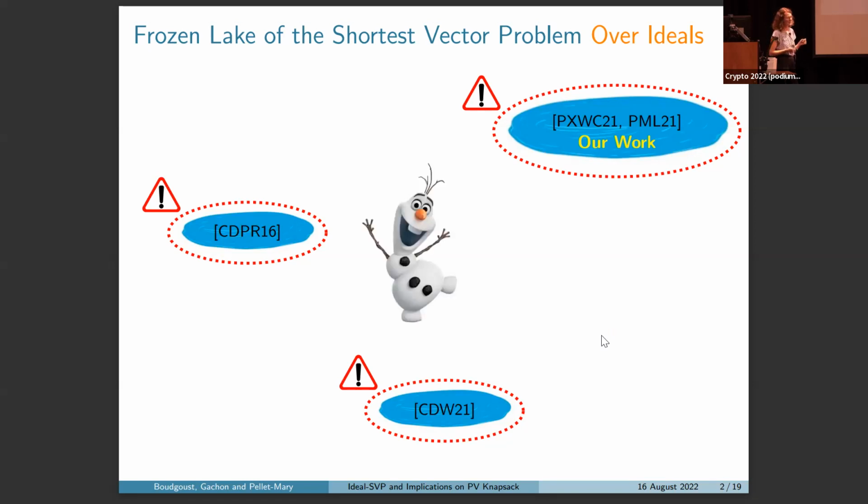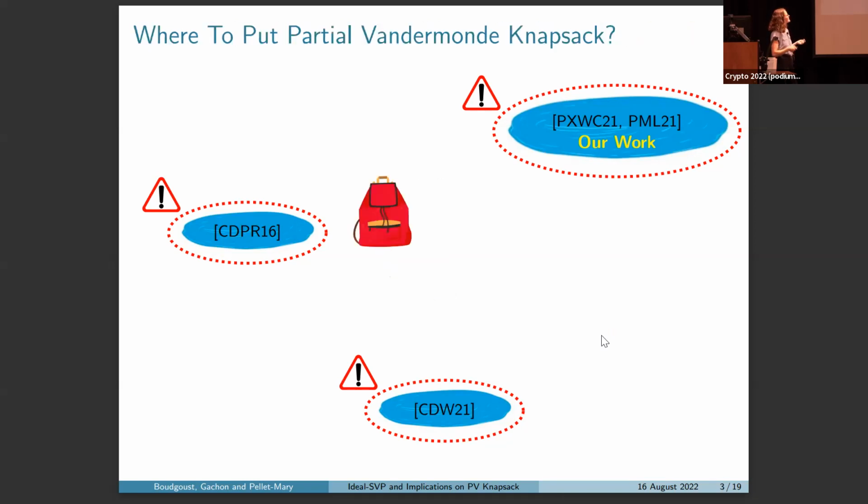And so now you can walk safely on the frozen lake again. And the second part of our paper deals with the so-called Pasha-Vandermonde knapsack problem. And without telling you now exactly what it is, you just believe me that it defines an ideal lattice problem.